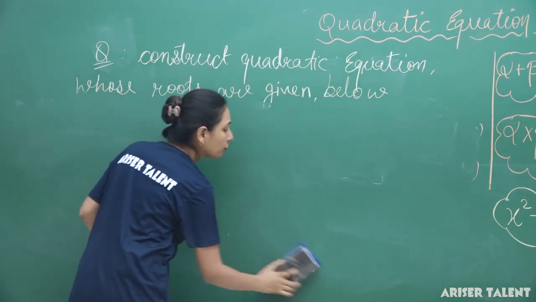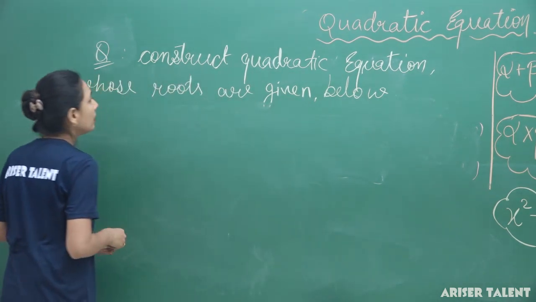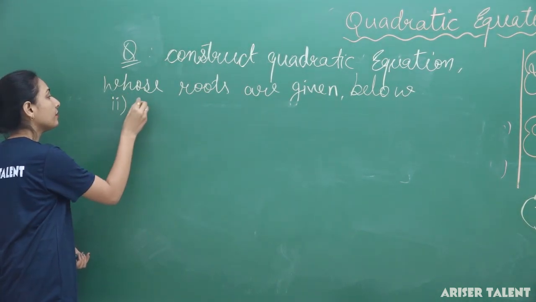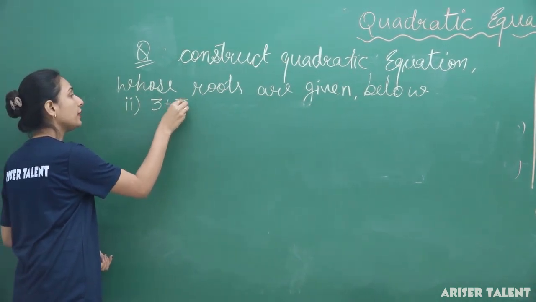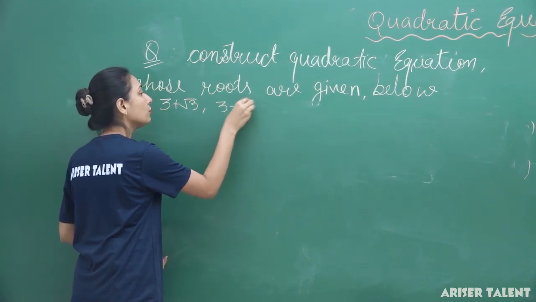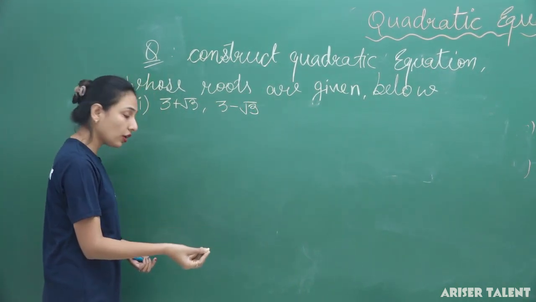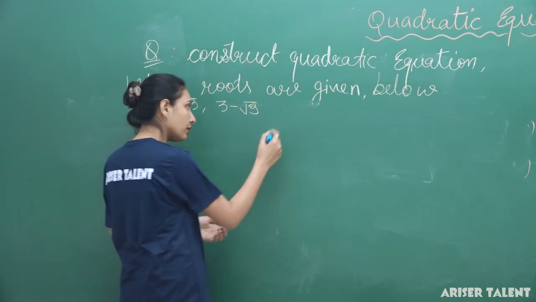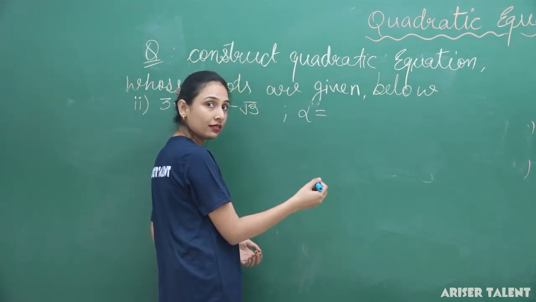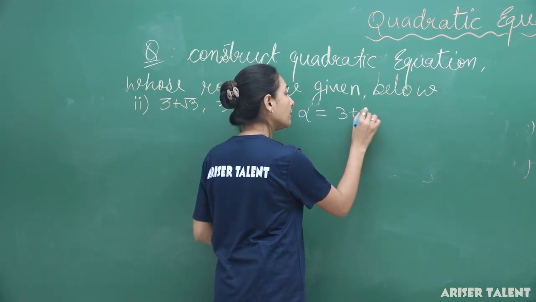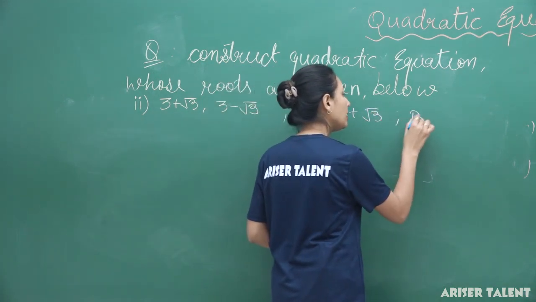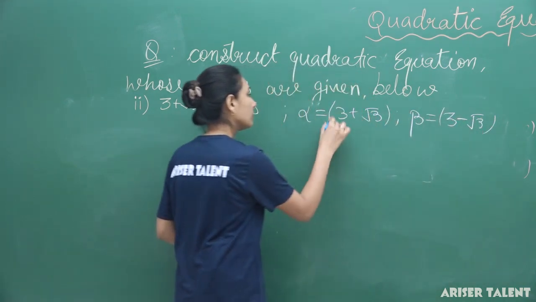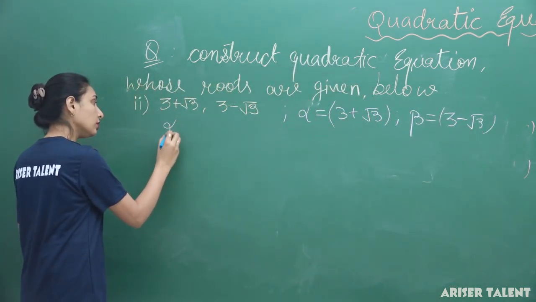Oh, we have talked about 3. So, now 3 plus root 3. Okay. So, second one, 3 plus root 3 and 3 minus root 3 are what? Given roots. Now, if these are the given roots, we are having the value of alpha equals 3 plus root 3 and beta equals 3 minus root 3, isn't it? Okay. Now, tell me what to do.